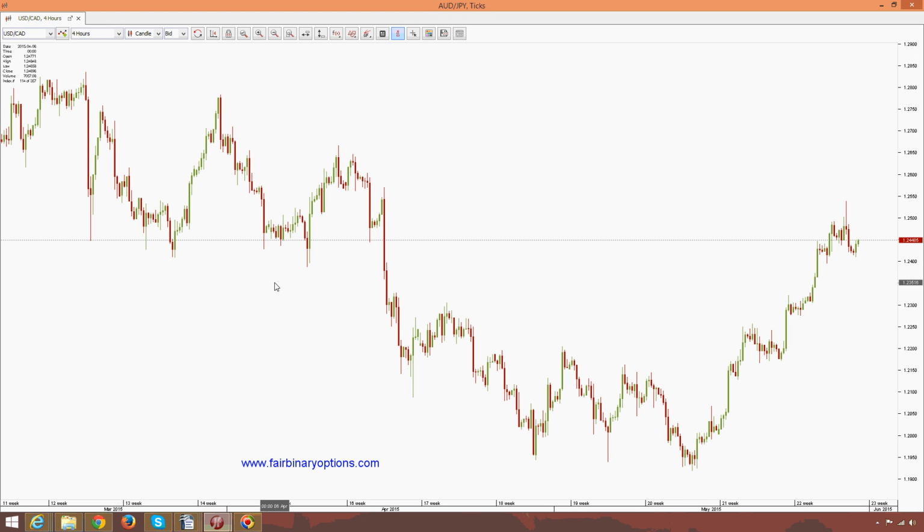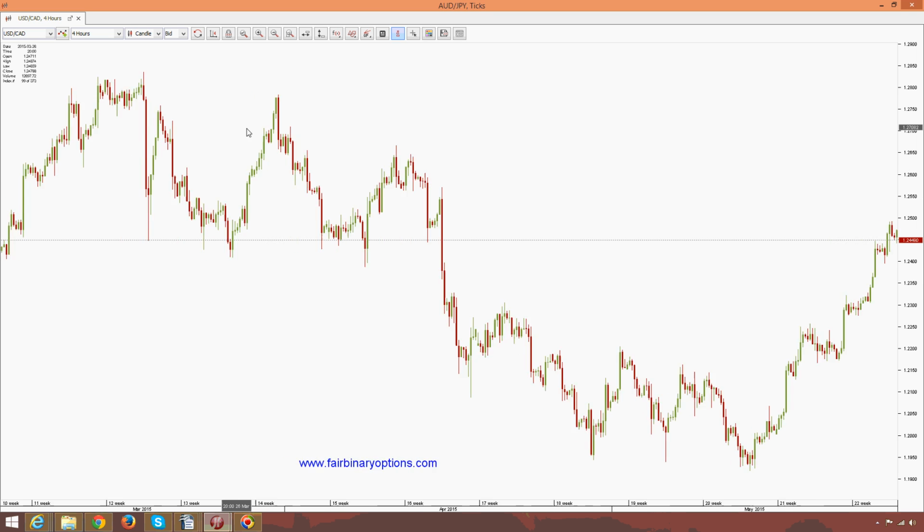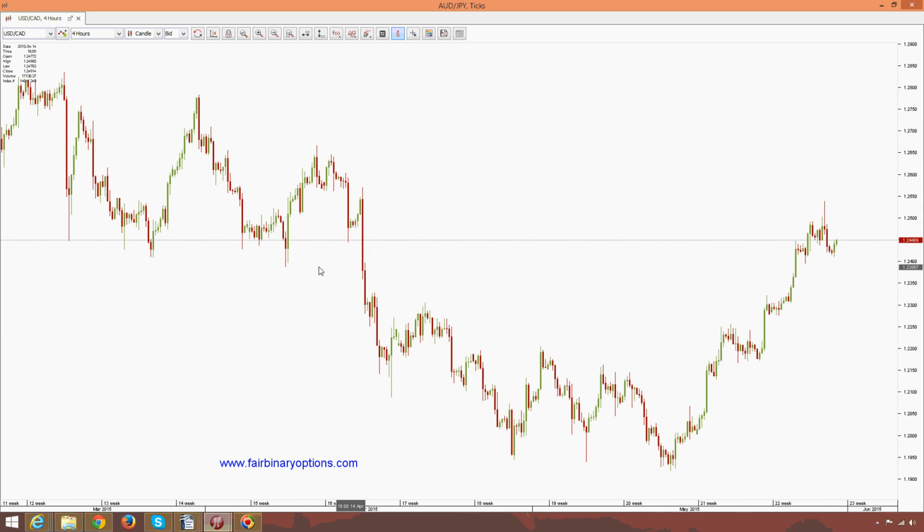Hello there, this is fairbinaryoptions.com, and this is the US dollar and Canadian dollar, and what we have here is the whole move from the 1.28 level all the way to the downside here. And I would like to point out the fact that from my point of view this is a double combination that is followed by a zigzag.